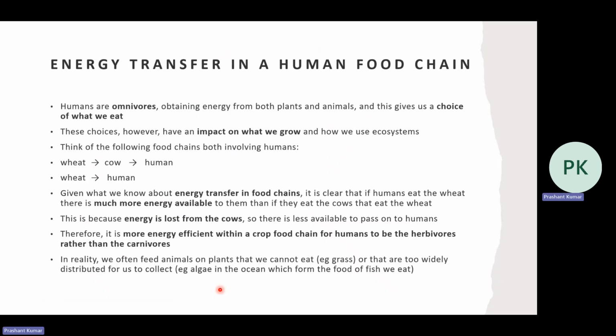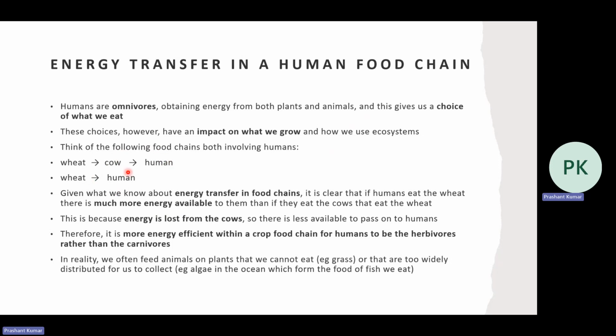Let's talk about humans, how energy transfers in the human food chain. So humans belong to omnivores, as I said, we eat plant and animal both. It depends on the choice of what we want to eat. So these choices, however, have an impact on what we grow and how we use the ecosystem. Think about the following food chain, right? So wheat is eaten by cow, and cow is being eaten by human, right?